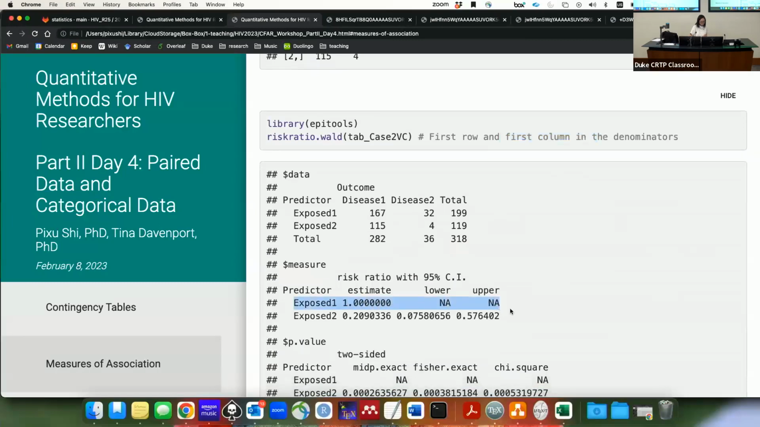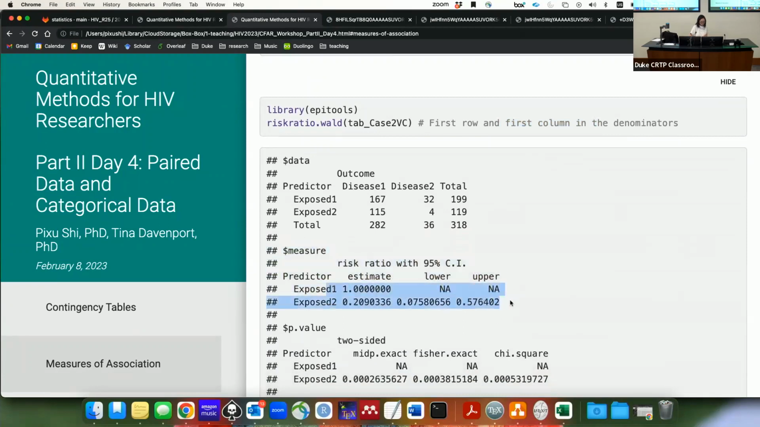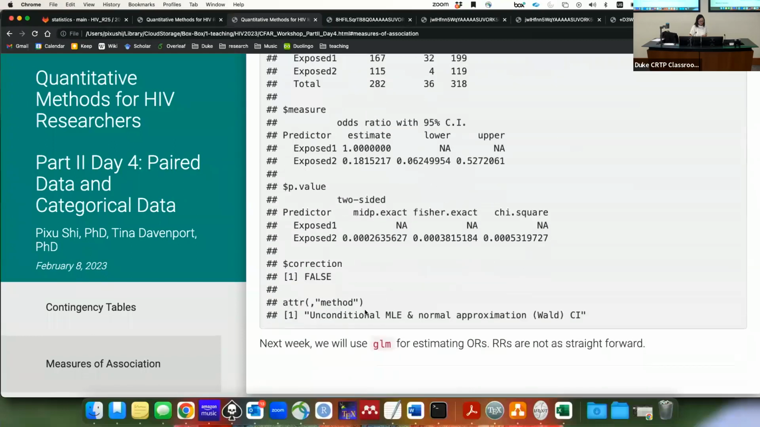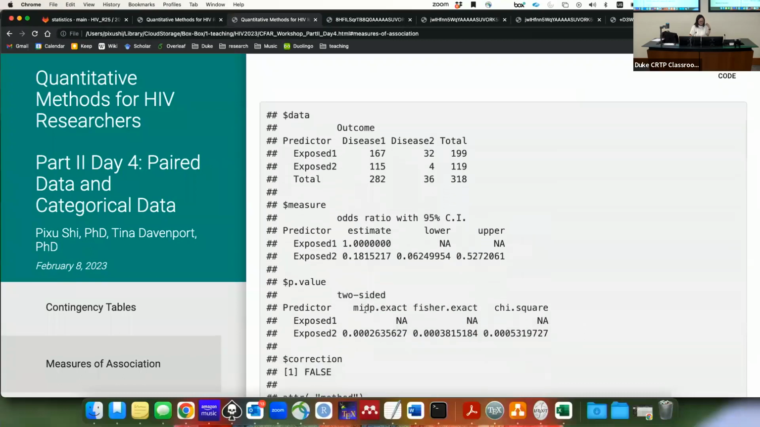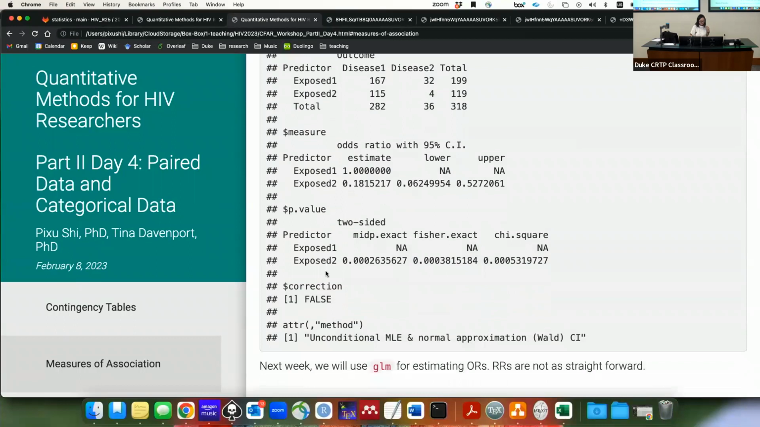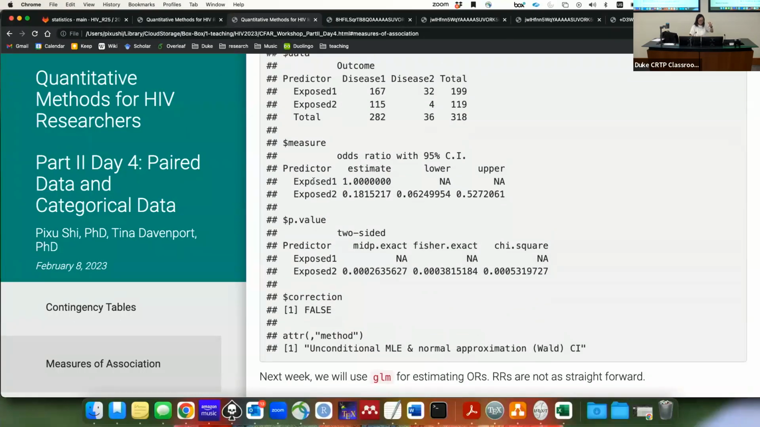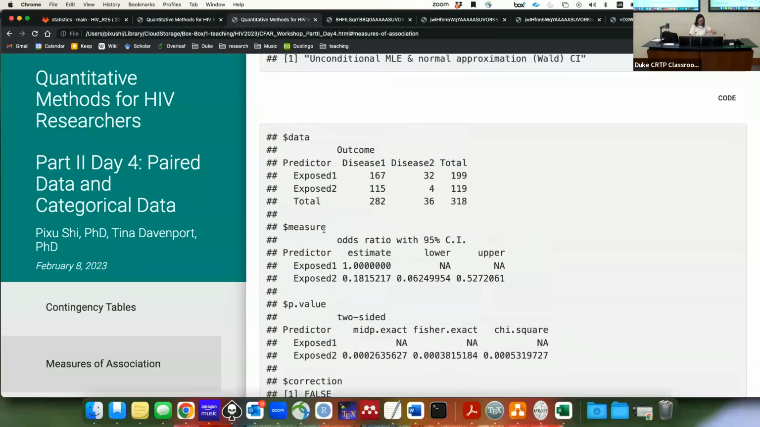So you can see in the predictor row in this output, there's nothing for the first row. It will be the risk ratio of exposed 2 over exposed 1. If you calculate the risk ratio here, it will be 4 over 119, divided by 32 over 199. In the mathematical formula I gave you, you have the second row in the denominator, but unfortunately for this software, it's the first row that's in the denominator. For the odds ratio, it also has the first row and column in the denominator. So when you interpret it, you also need to be careful about which one is in the first row and column if you use this software to get the odds ratio estimate.